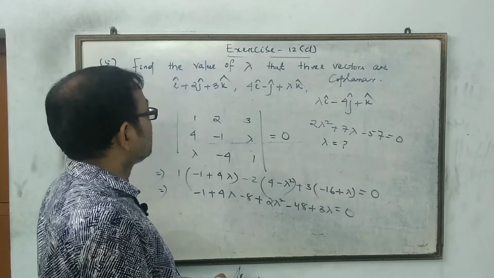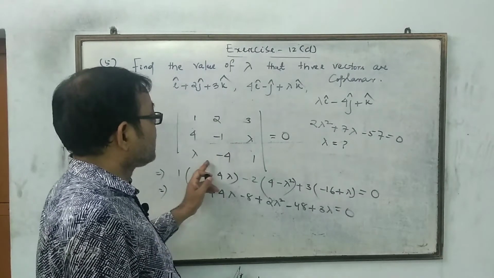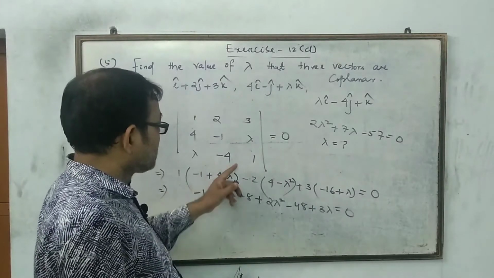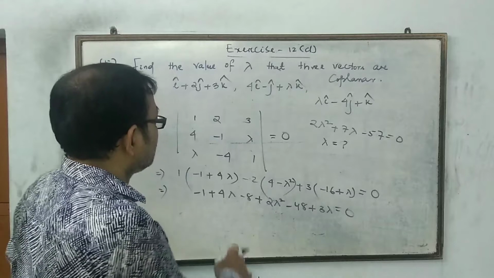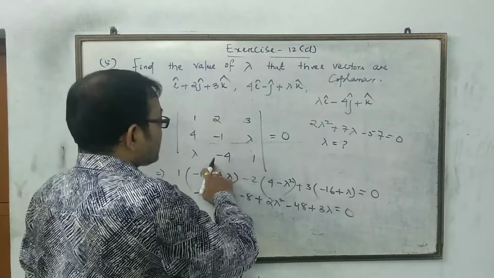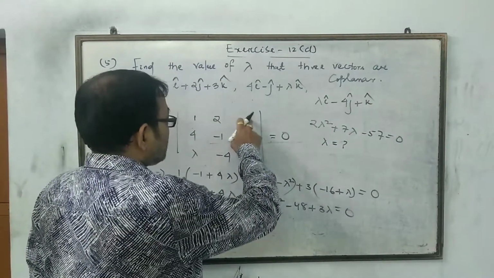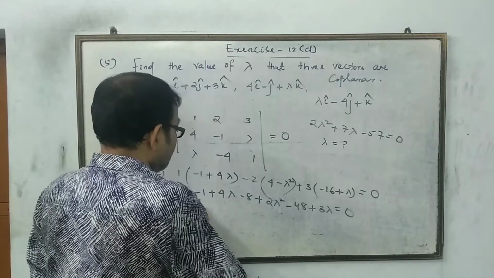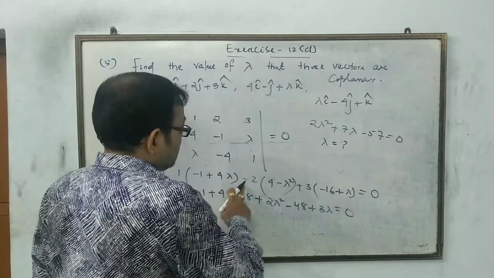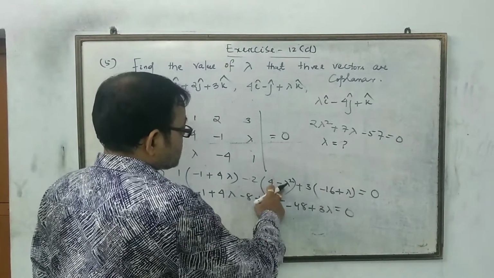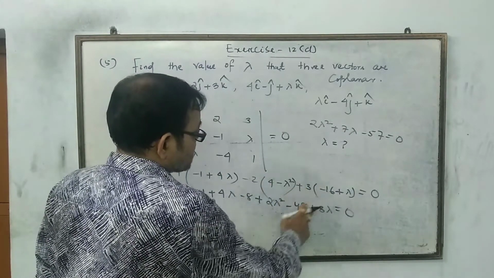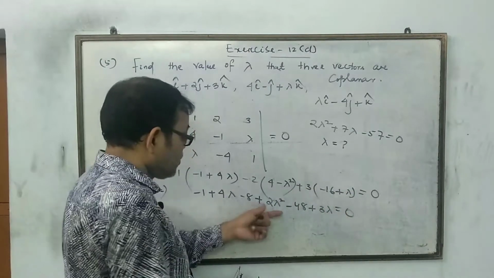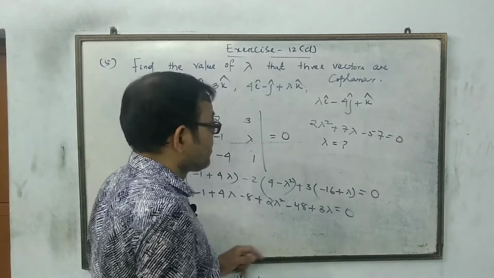Again you see 1, 2, 3, 4, minus 1, lambda, lambda, minus 4, 1. Yes, we will check it. 1 into minus 1 minus of minus 4 lambda, yes. Minus 2 into 4 minus lambda square, yes. Then plus 3 into minus 16 plus lambda. Then minus 1 plus 4 lambda. Minus 2 into 4, it is minus 8 plus 2 lambda square. Plus 3 into minus 16, it is minus 48. Plus 3 into lambda, 3 lambda equal to 0. Therefore, we get 2 lambda square plus 7 lambda minus 57 equal to 0.